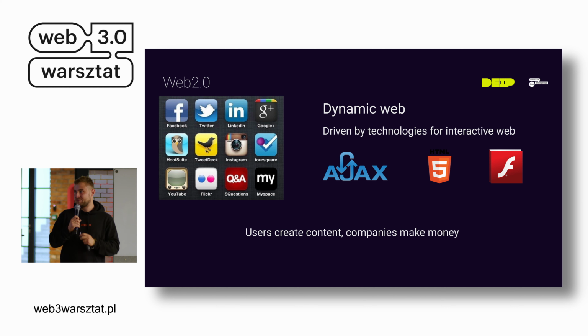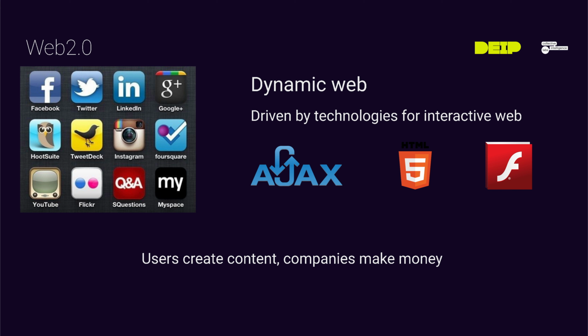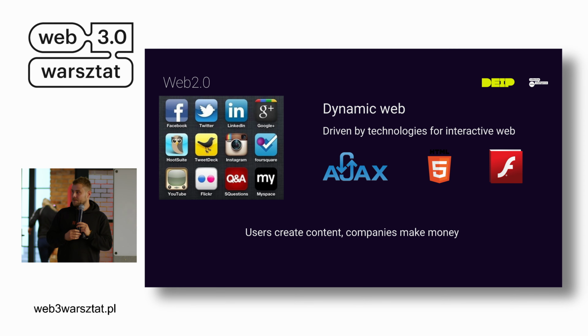Then here comes Web 2.0. It's actually the web we all know right now. It's a dynamic web. It was driven by technologies like Ajax, HTML5, Flash at some time, and others, which made it possible to create interactive applications which allowed users to create content on the web, not only access it, but also create. And it was a very big step towards what we have now.